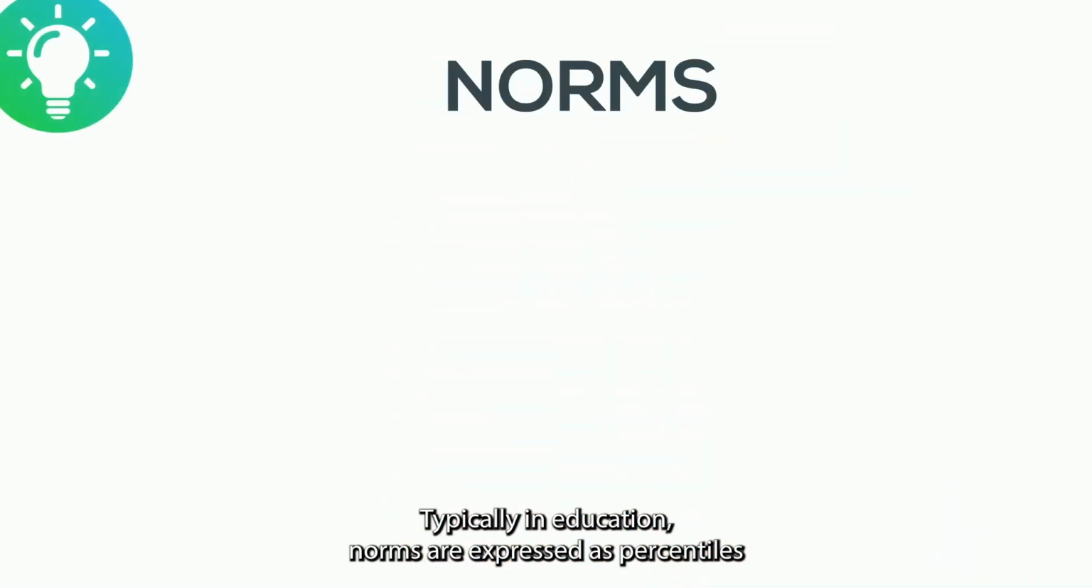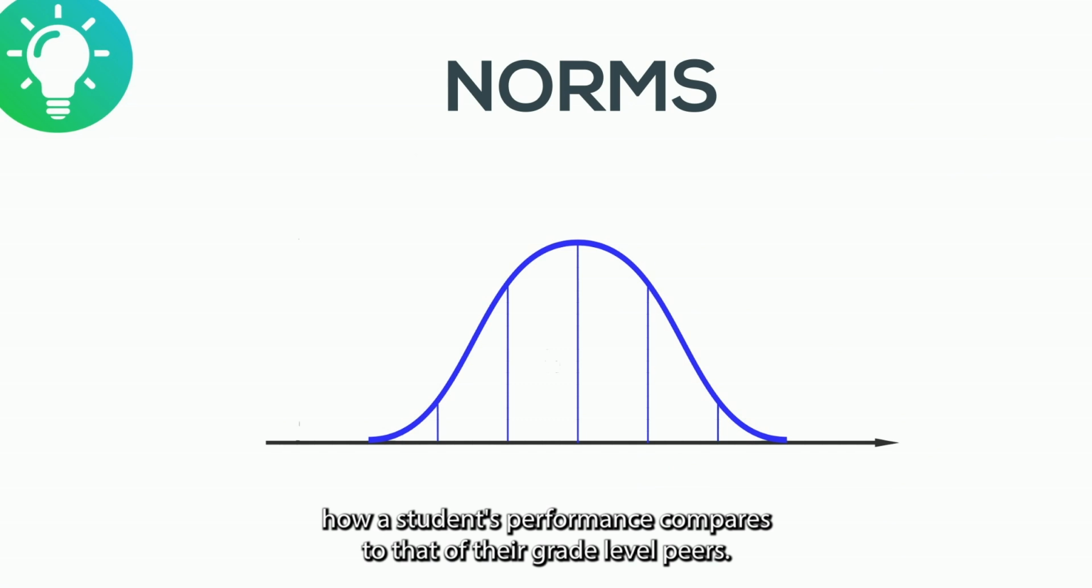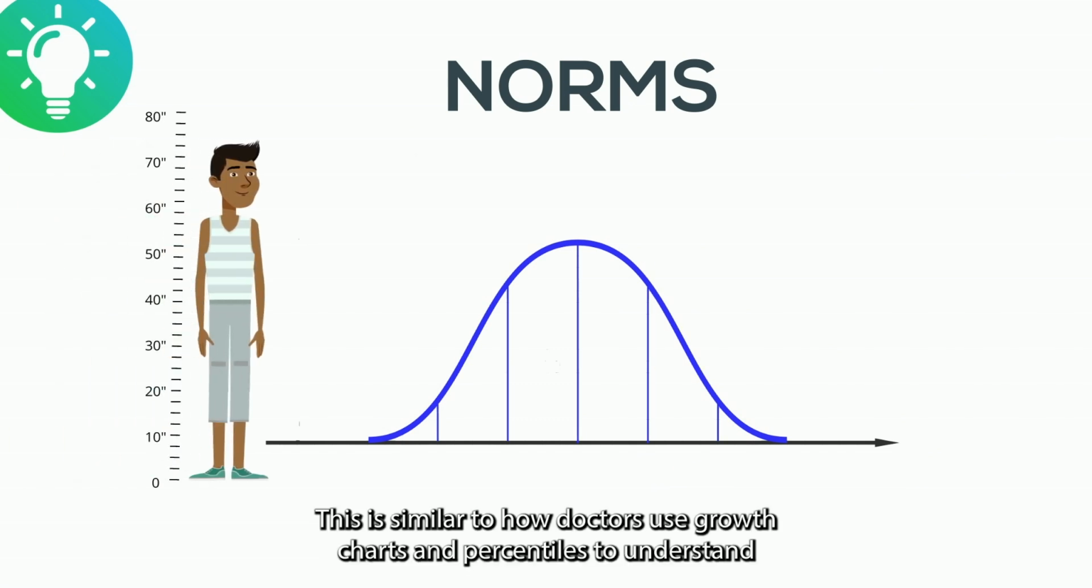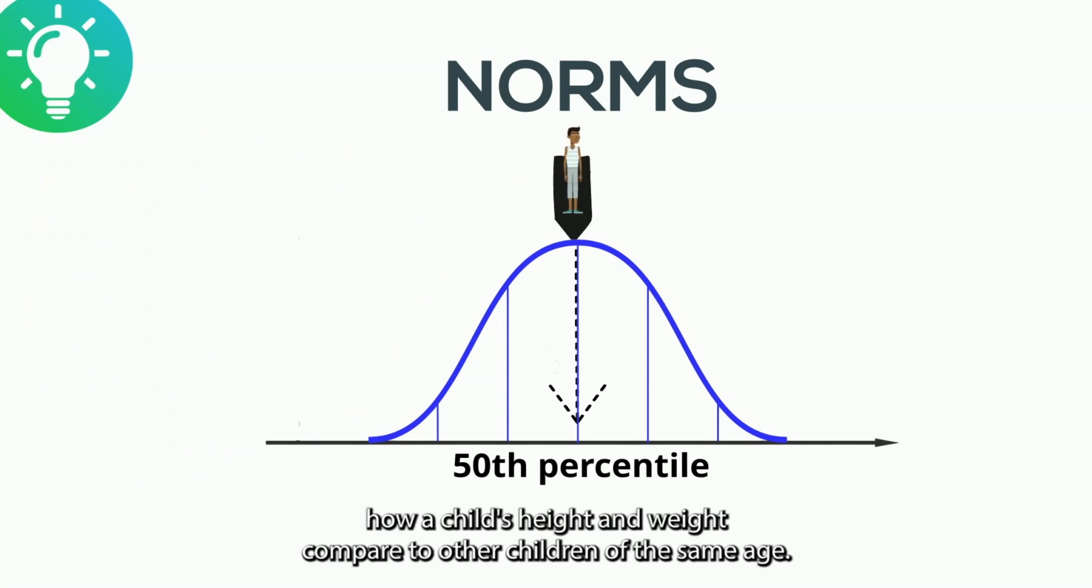Typically, in education, norms are expressed as percentiles and are used to understand how a student's performance compares to that of their grade level peers. This is similar to how doctors use growth charts and percentiles to understand how a child's height and weight compare to other children of the same age.